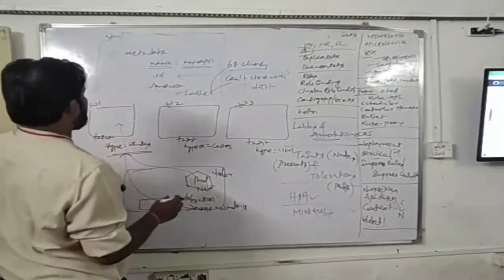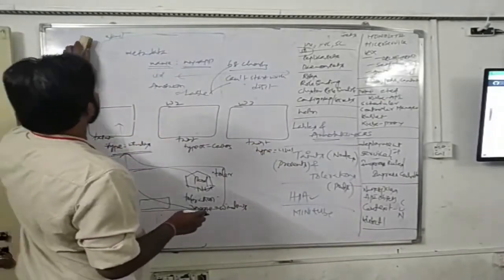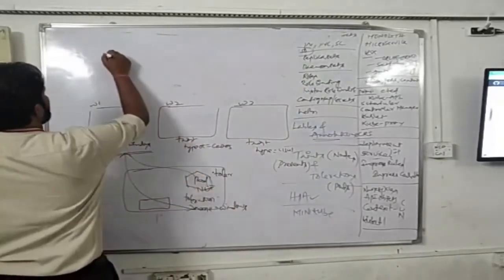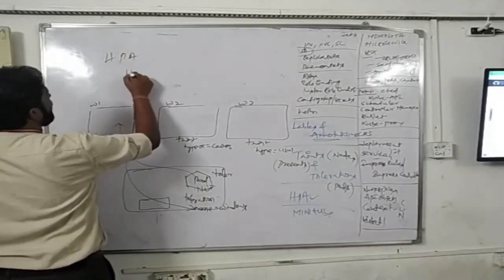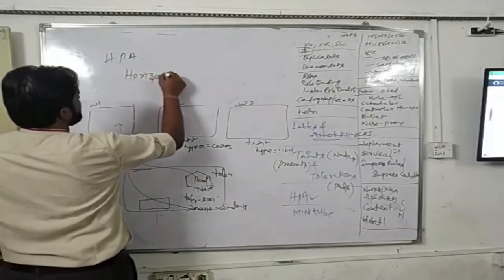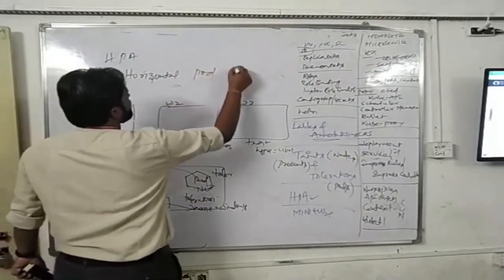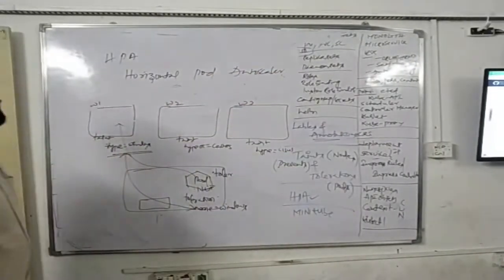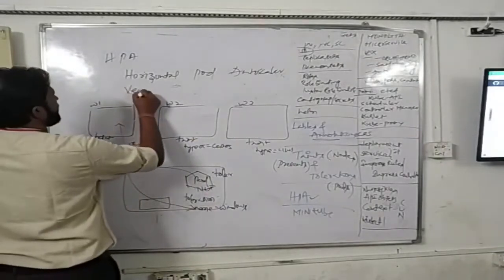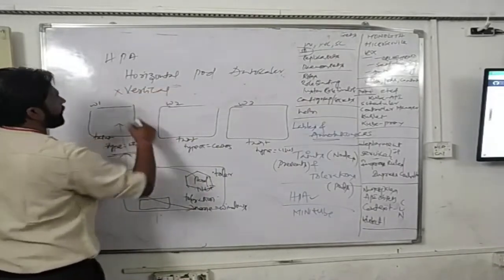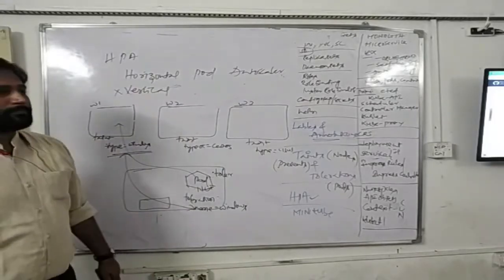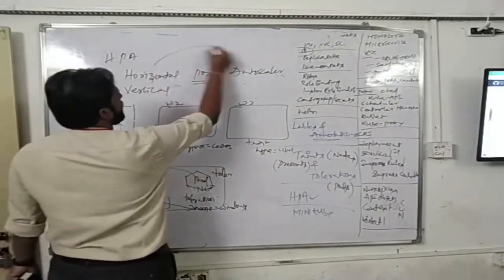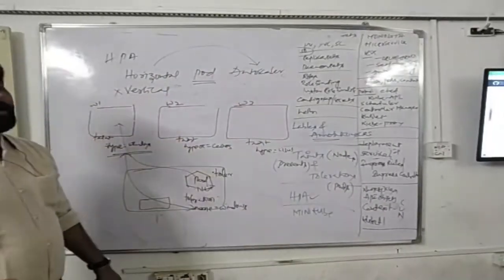HPA, horizontal pod autoscaler. The name itself says it, but you'll come across this a lot of times. HPA, horizontal pod autoscaler. If it is horizontal, there is also a vertical. Vertical is not very popular, horizontal is popular. Let's see what it is. Pod is okay, you know. What is horizontal autoscaling? Autoscaling we know.